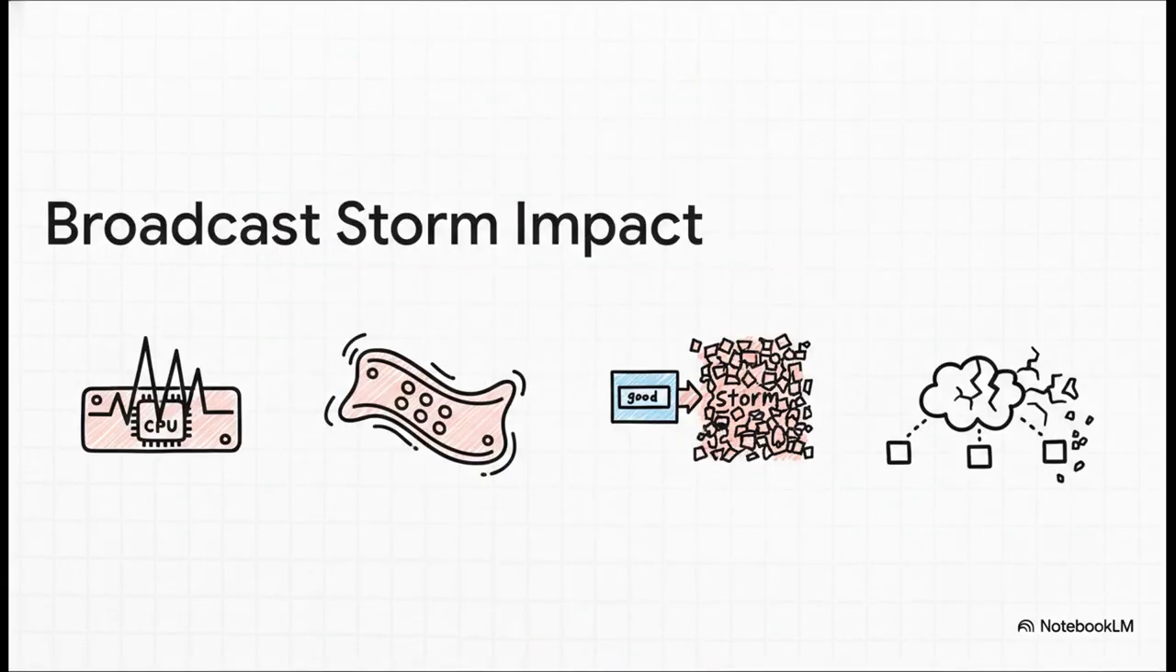The consequences are immediate. The CPUs on your switches just spike to 100%. They're trying to process an impossible amount of traffic, and they just can't keep up. They become unstable, they start dropping packets, they might even freeze completely. For your users, nothing is getting through all that noise. The whole network grinds to a halt or just collapses entirely.